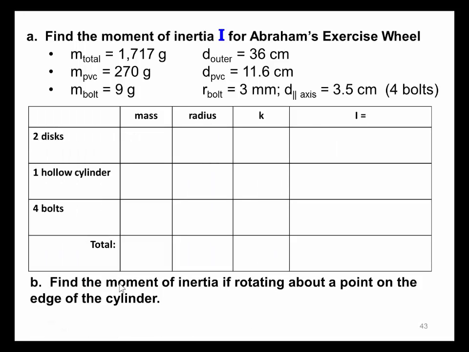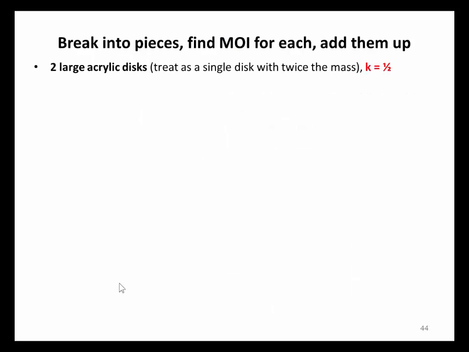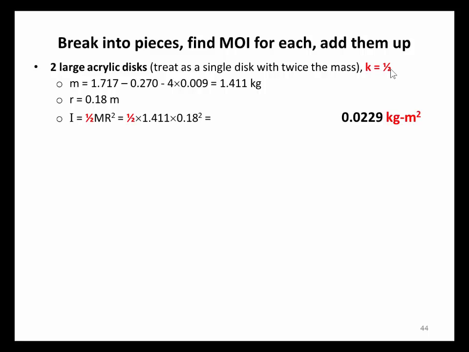So here's a general form I asked you to fill out, and I'm going to go through it now. I'll break things down. So the 2 large acrylic discs, those are homogeneous with a k equals 1/2, so I equals 1/2 mr squared. And I had to do a little bit of math to figure out what the mass of those 2 discs was. And the radius is just the diameter divided in half. And make sure we're using MKS units for all these things. We need meters and kilograms, not centimeters or grams. Plug it into our formula, and note our units for moment of inertia are kilogram meter squared.